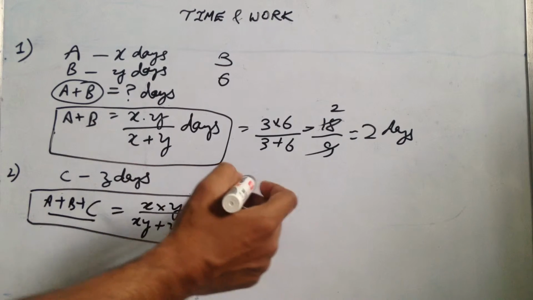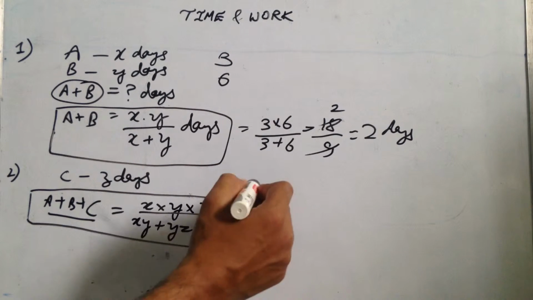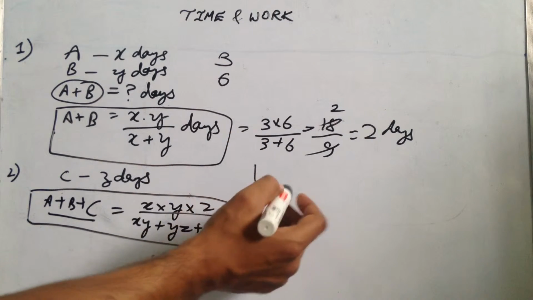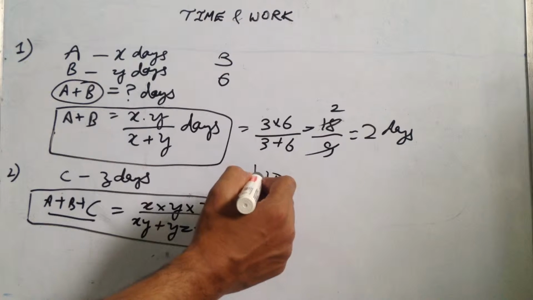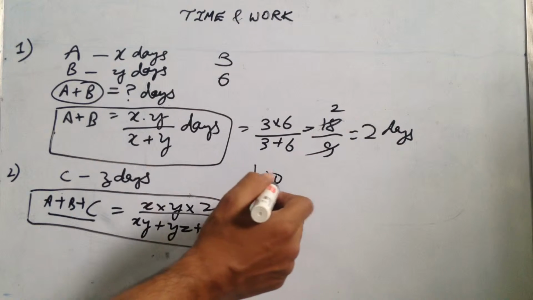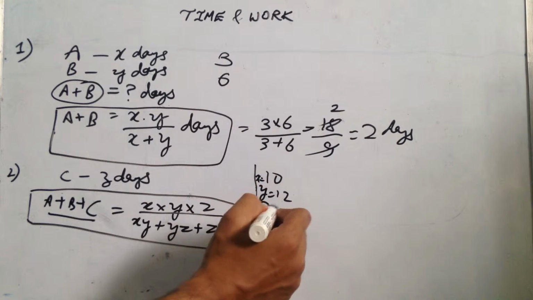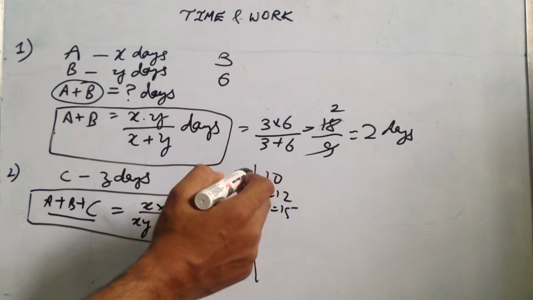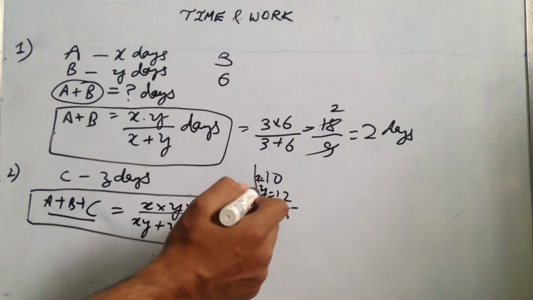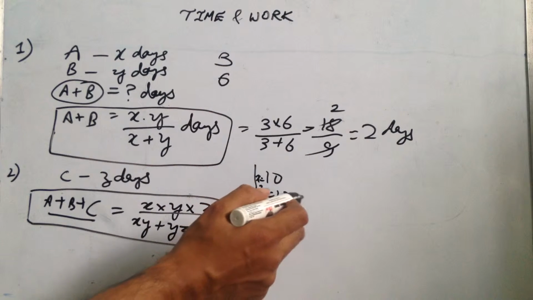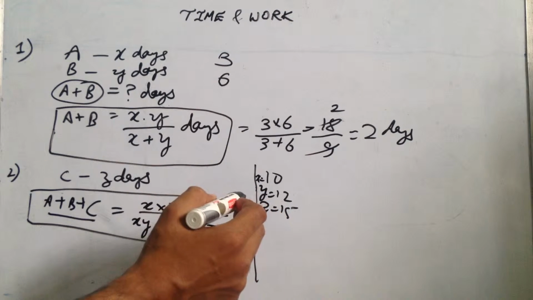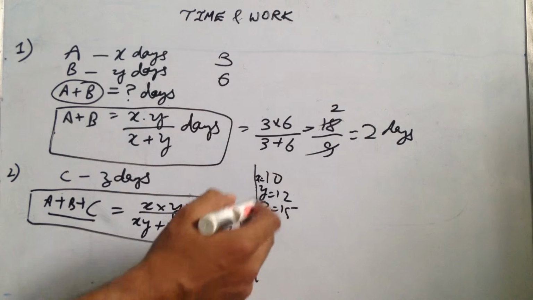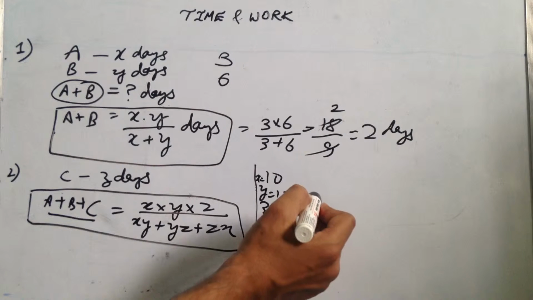So now let's take one example for this. Suppose X is 10, Y is 12, and Z is 15. So person A takes X days, that is 10 days, person B takes Y days, that is 12, and person C takes Z days, that is 15. So if they are working together, how many days will they take?